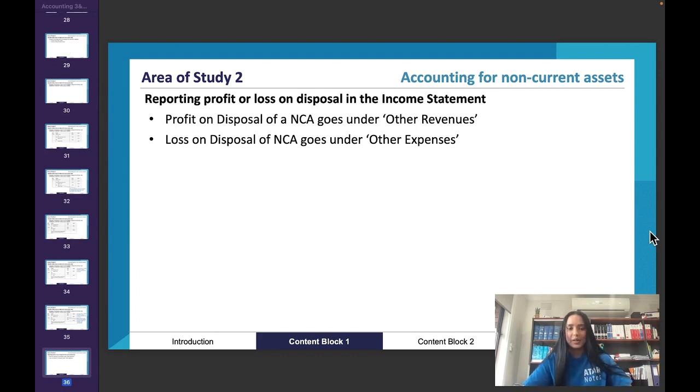Okay, and then once we've recorded the disposal of the van, recorded the profit or the loss on the disposal of the non-current asset, we need to also report this profit or loss on disposal in the income statement of the business. So if a profit on disposal of a non-current asset occurs, then this profit goes under other revenues because it's a revenue earned by the business, but it's not directly related to inventory.